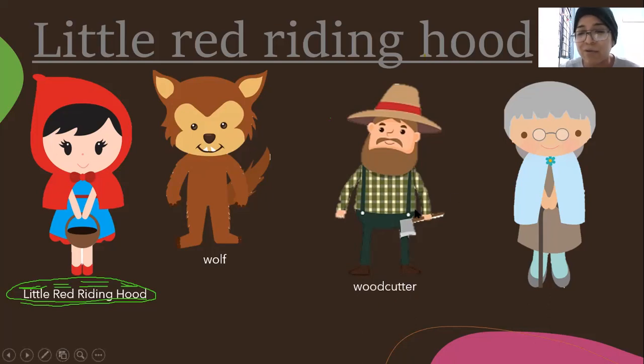Woodcutter, ¿qué crees que sea un woodcutter? Se dedica ahí a cortar los árboles y hacer leña. Ese es el woodcutter, ¿ok? El leñador. Y finalmente, el personaje más querido, que es Grandma, ¿okay? Que es la abuelita de Little Red Riding Hood.